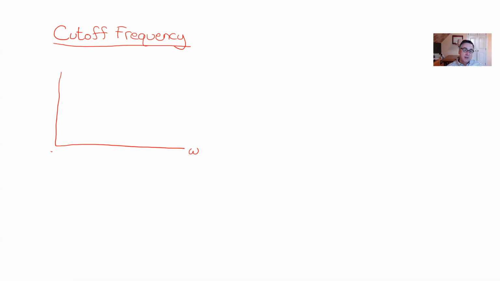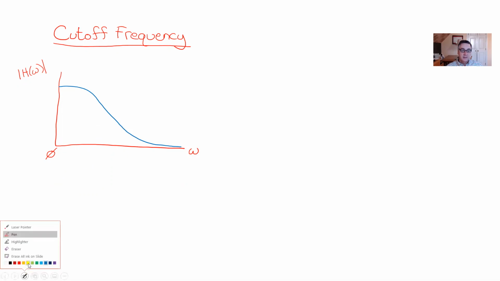And so if I was to have a system and I draw its magnitude response here, so the frequency response. And let's say this is a low pass system. So maybe I'll just use a different color there. And so its frequency response is something like that, we'll say. Okay. Oh, and by the way, right, this is the frequency axis.